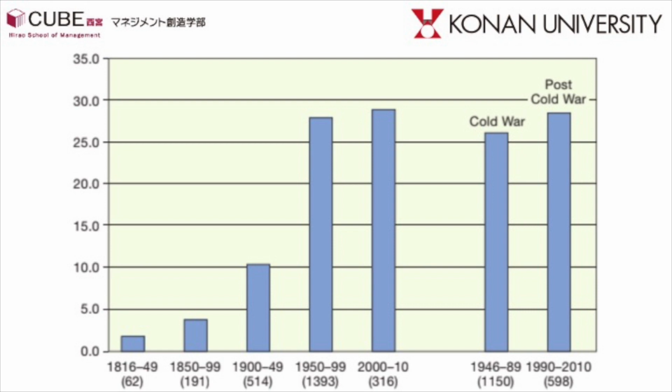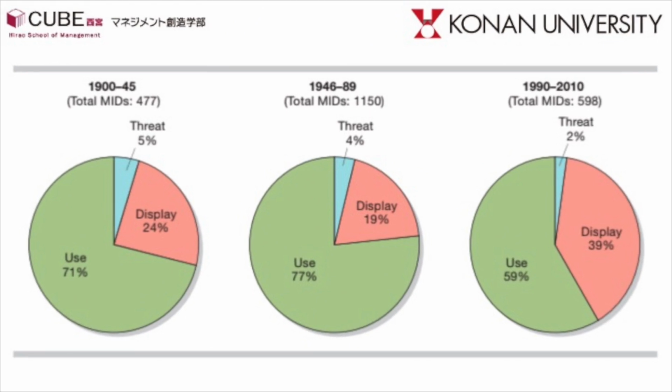And in this chart, for each designated time period, the bar represents the average annual number of MIDs. Remember, that's the militarized interstate disputes that were launched during the period. The number in parentheses is the total number of MIDs launched during the period. And in contrast to the pattern we observed in connection to interstate wars, the average annual incidence of new MIDs has not declined since the end of the Cold War, and perhaps has slightly increased.